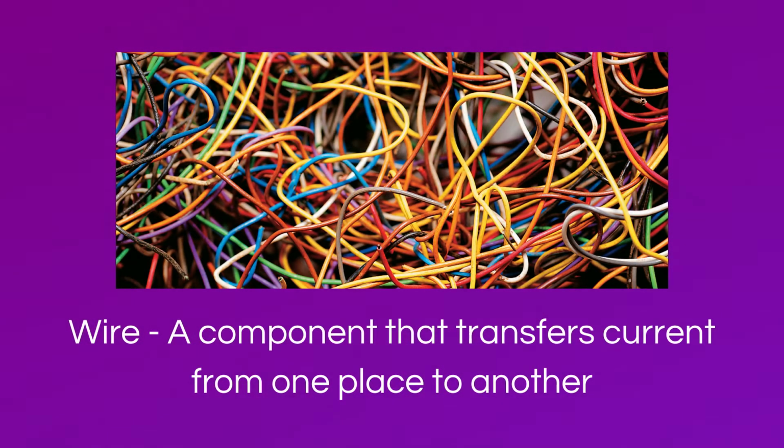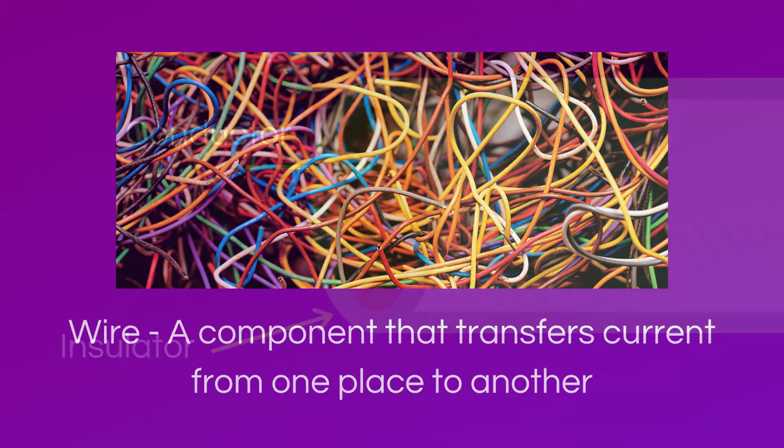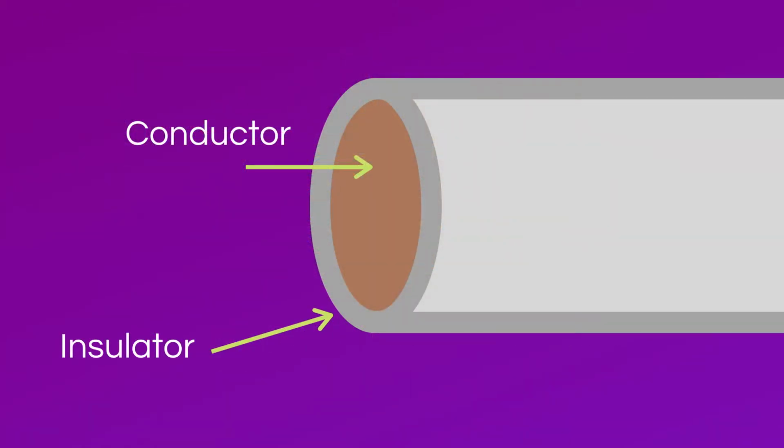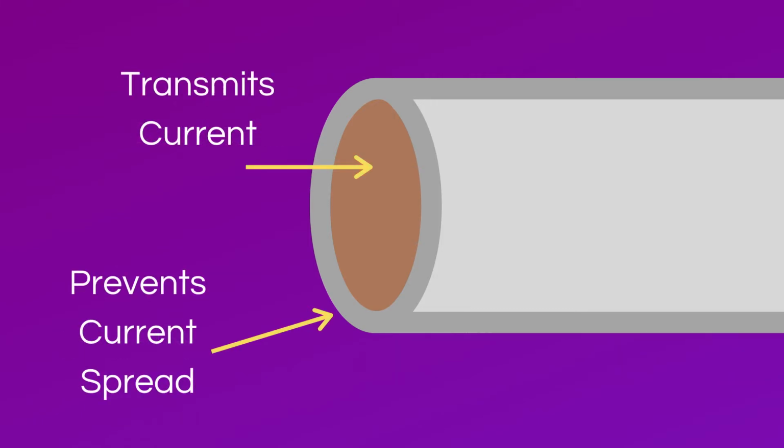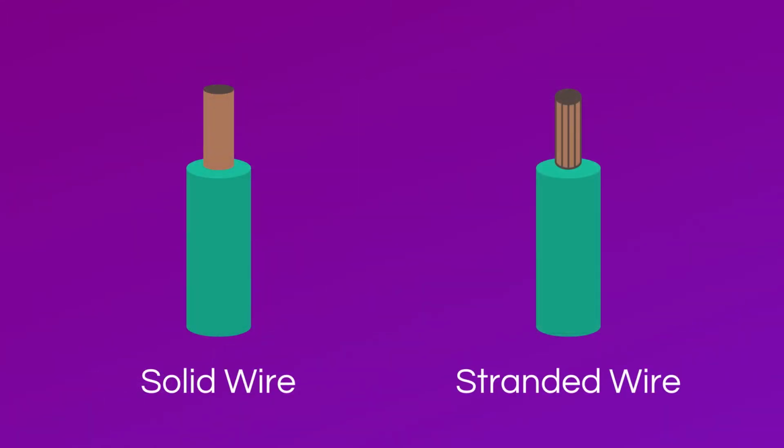A wire is a component that transfers current from one place to another. It consists of a conductor, usually made of copper, and an insulator that surrounds the conductor. The conductor transmits the current, while the insulator confines the current to the conductor and prevents it from spreading to unwanted areas. Wires have two common types of conductor structures, solid and stranded.